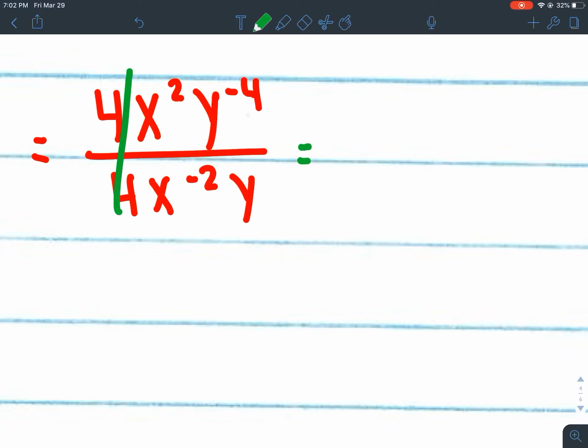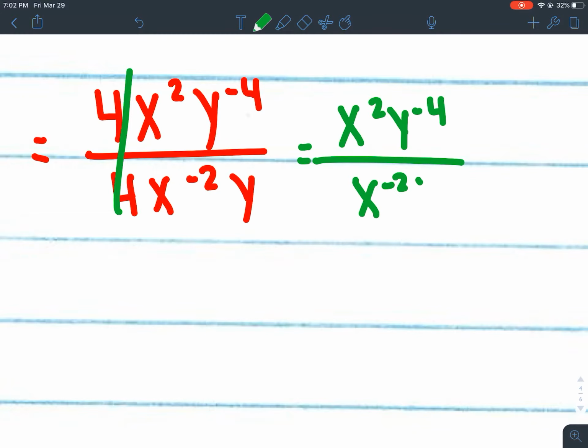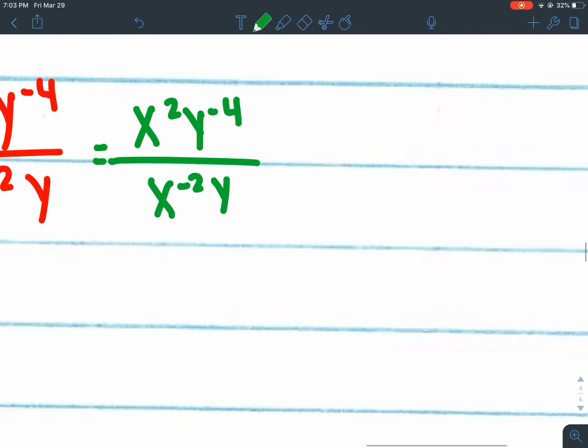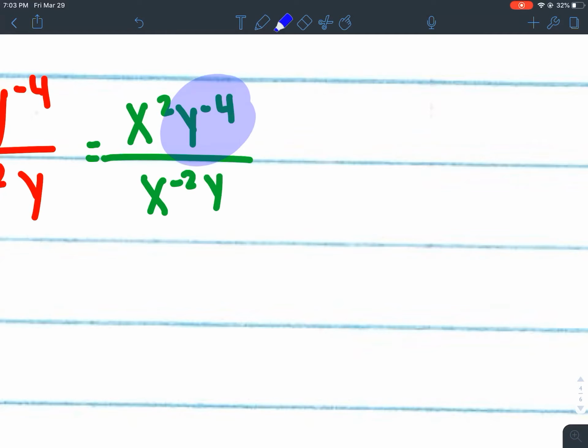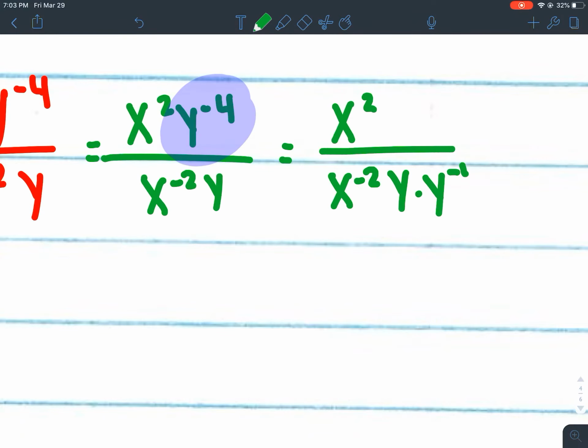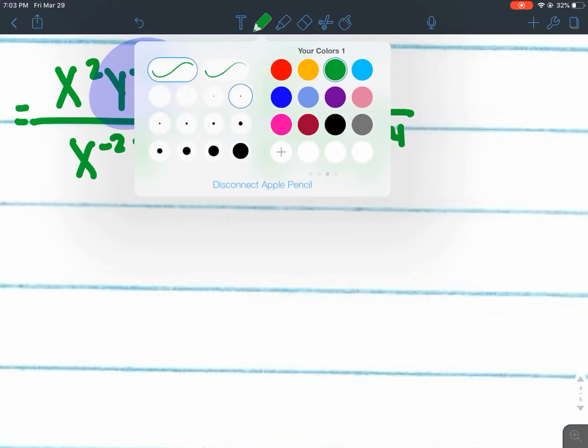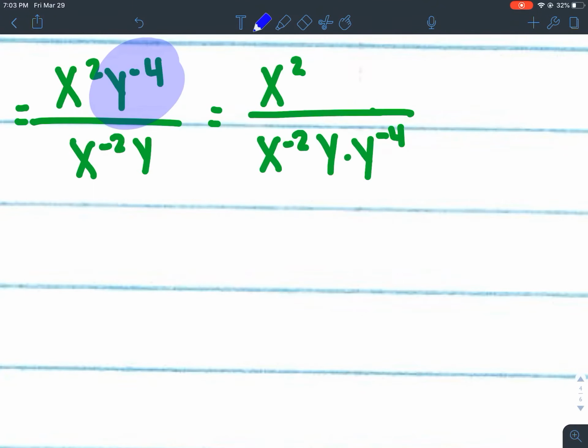I'm going to go ahead and move my, well, let me rewrite this down first. X to the negative 2y. I'm going to move the y to the negative 4 to the bottom. I'm going to move this down so it can become positive. So I have x squared, and then I have x to the negative 2, y to the negative 4. Okay? Now, oh, not negative 4, my bad. I apologize. That should be y to the positive 4.